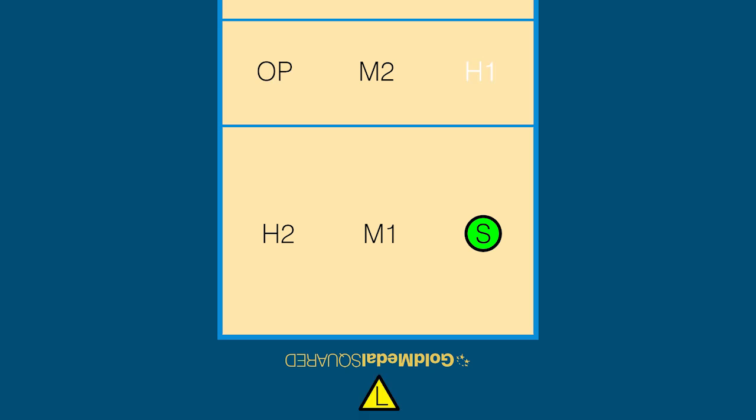The H1 is the outside hitter closest to the setter. Typically, this should be the best outside hitter on the team because she will have more hitting opportunities than any other player. The M2 is the middle blocker 2 spots away from the setter. The opposite is a right side attacker lined up directly opposite of the setter. The H2 is the outside hitter 2 spots away from the setter.